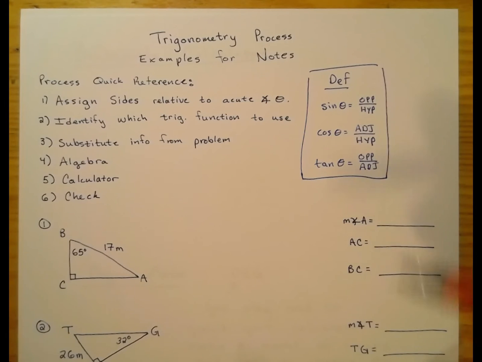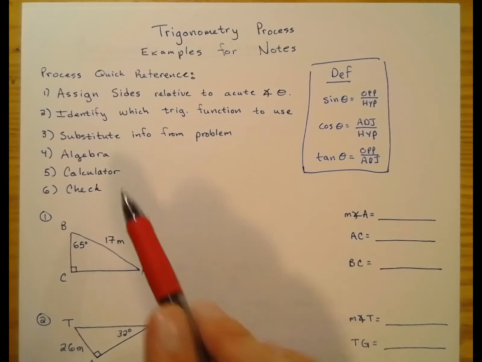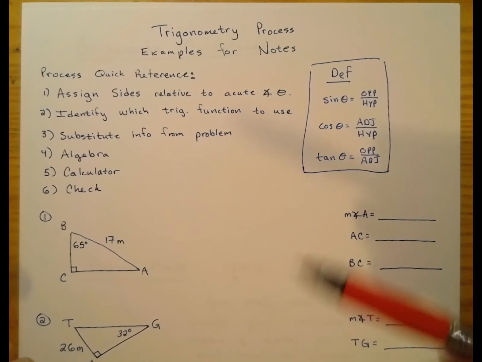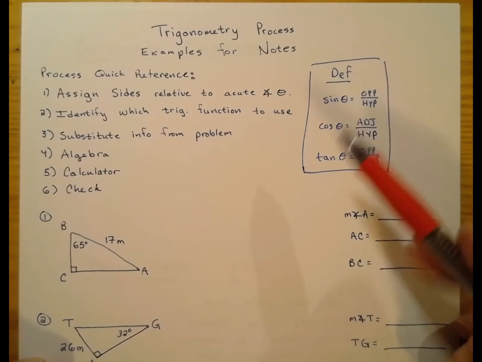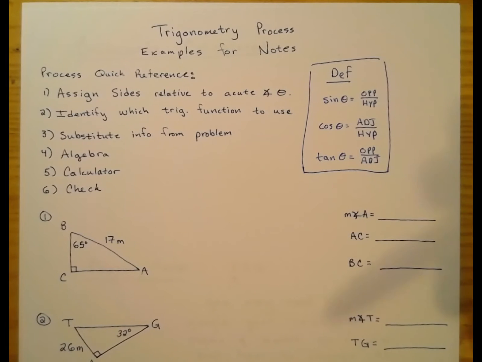So step 2 is identify the trig function. Step 3, you're going to substitute the info from the problem: 2 known pieces of info, 1 unknown piece. And that's when we're going to figure out which scenario we have for algebra, which is step 4. Step 5, pick up the calculator. And step 6, check your answer at the end.